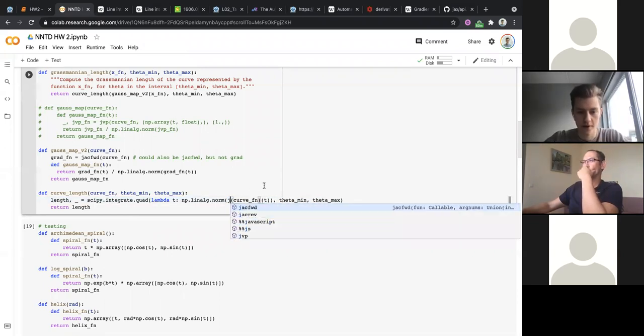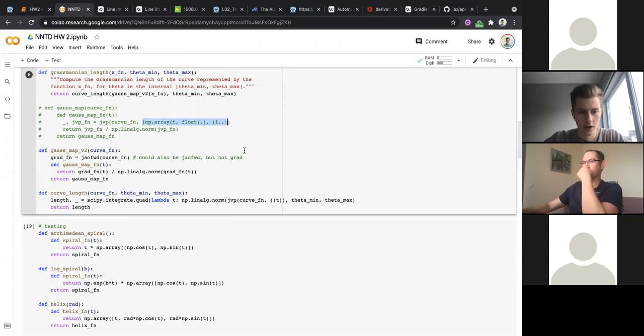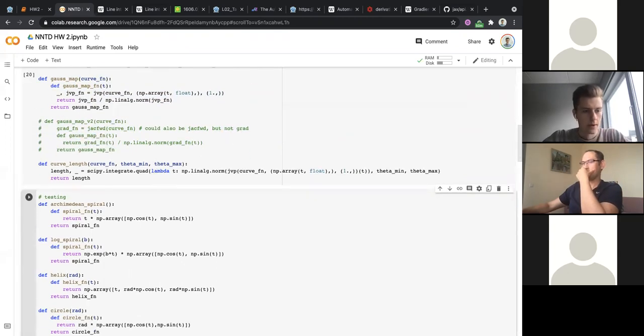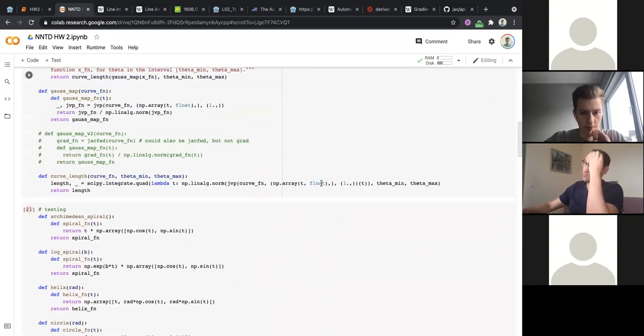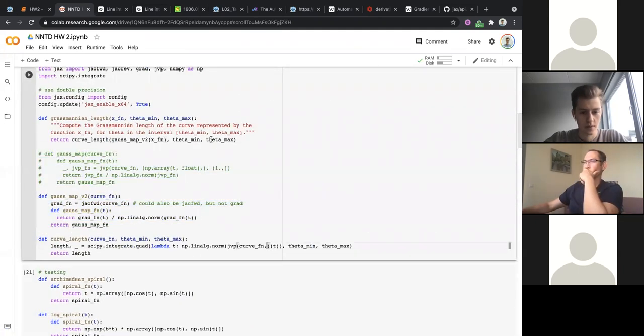What if, how fast is it going to be? I'm just curious. If we do JVP here, and we take this, is that correct? And then we take this. Tuple, okay. I have to fix stuff here. All right, we'll do it later then. Thanks for the comments about the code though.